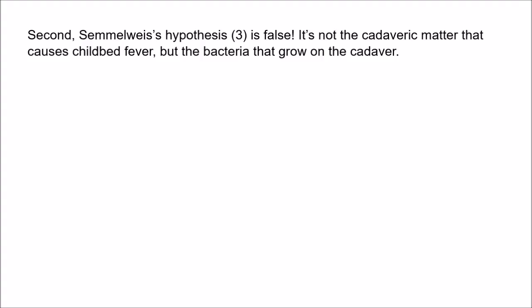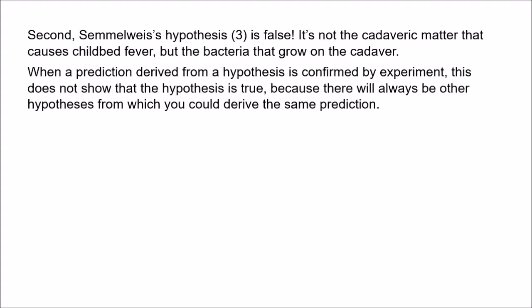This is quite a general point here. Whenever a prediction derived from a hypothesis is confirmed by experiment, we're not showing that the hypothesis is true. What we've done is derive a prediction from the hypothesis, and the prediction has been shown to be true. But the key point is that there are always other hypotheses that will lead to the same prediction. So any time a hypothesis is confirmed, there are always many other hypotheses that will equally be confirmed.